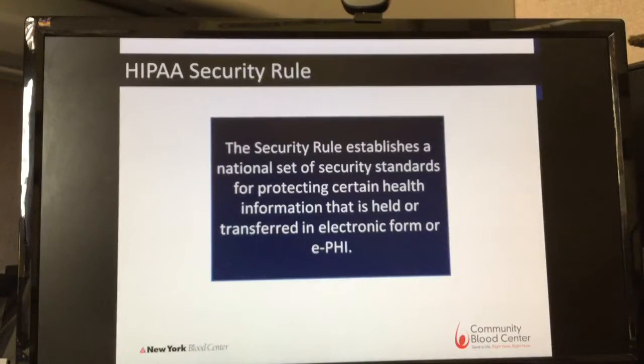As we have now covered the privacy rule and protections of PHI for written and oral communication, the next step is the security rule. The security rule establishes a national set of security standards for protecting certain health information that is held or transferred in electronic form, or ePHI. Unlike the privacy rule, the security rule focuses only on PHI transmitted via an electronic medium.